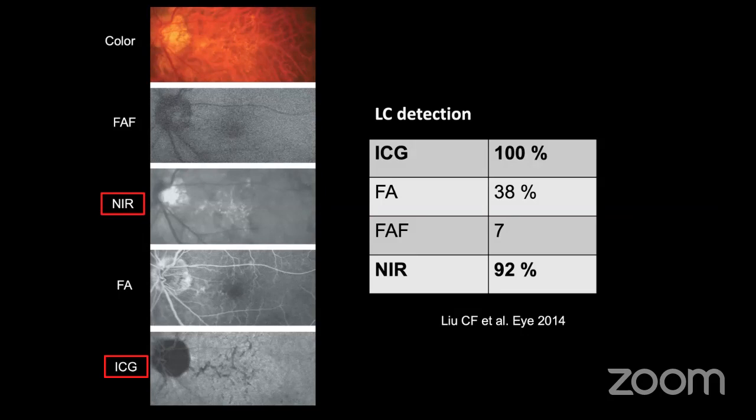In a study by Dr. Liu and colleagues, they found that near-infrared reflectance and ICG have high sensitivity to detect lacquer cracks. As you all know, we can see them clinically in color pictures, but sometimes the early lesions may be difficult to pick up. Based on this study, near-infrared reflectance and ICG have high sensitivity to pick up lacquer cracks. And this is actually logical, because these use long wavelengths, so they can image deeper structures within the eye.